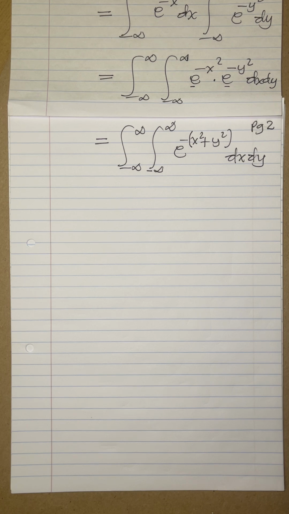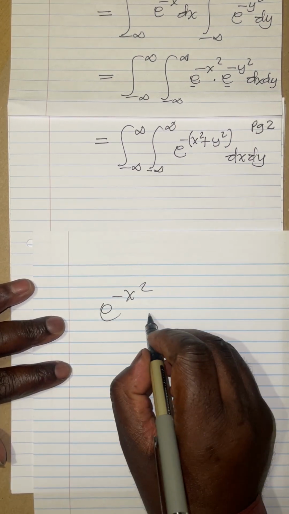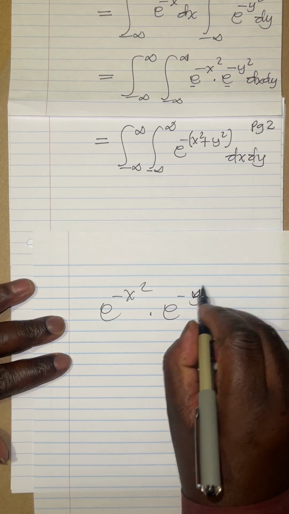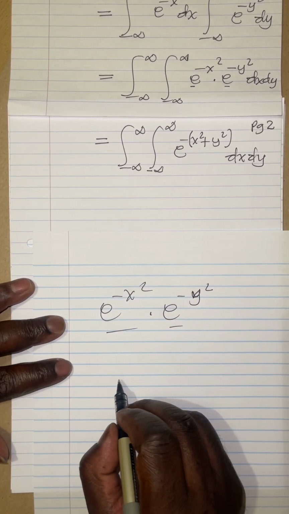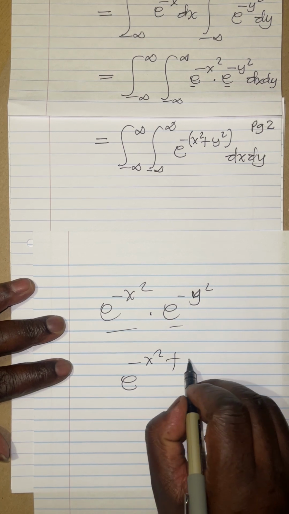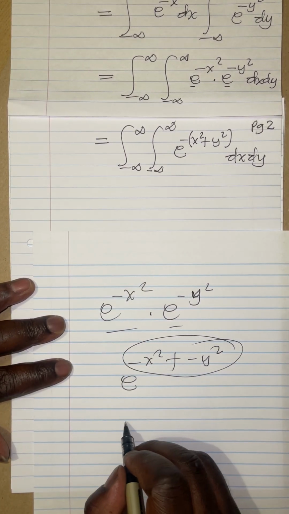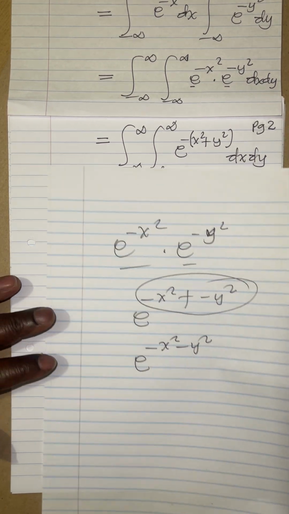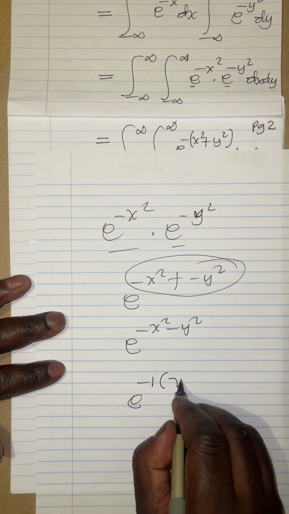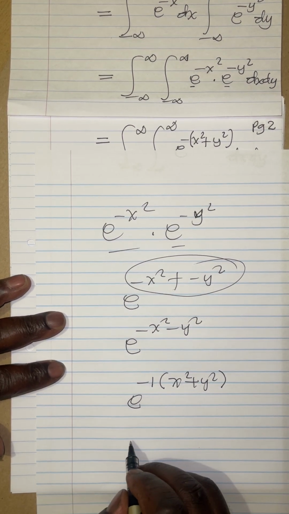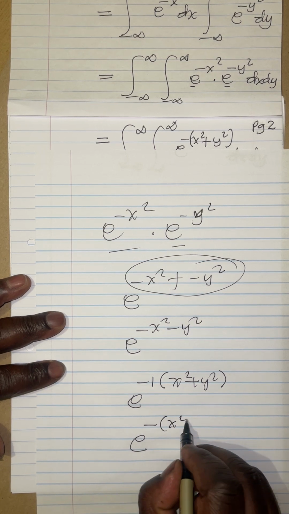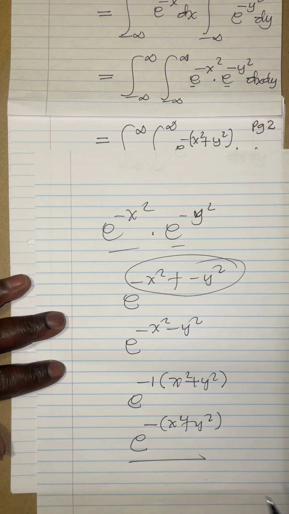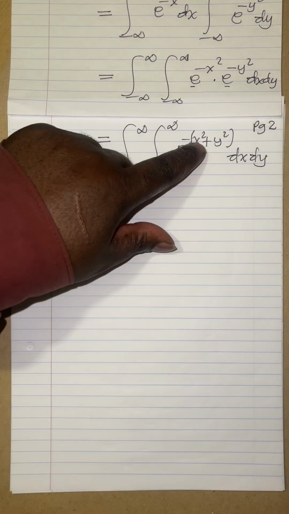Maybe I should get a separate page here, just quickly, because it's quite a process to go through this. I'm basically saying e to the power minus x squared times e to the power minus y squared. What do we do here? Same base, we add the powers. So it will be e to the power minus x squared plus minus y squared. And what is this? Well, this is e to the power minus x squared minus y squared. If you factorize that, take minus 1 out, you're going to get e to the power minus 1 times x squared plus y squared. This can also be written in short as e to the power minus, x squared plus y squared in brackets. That's what I'm trying to say here.